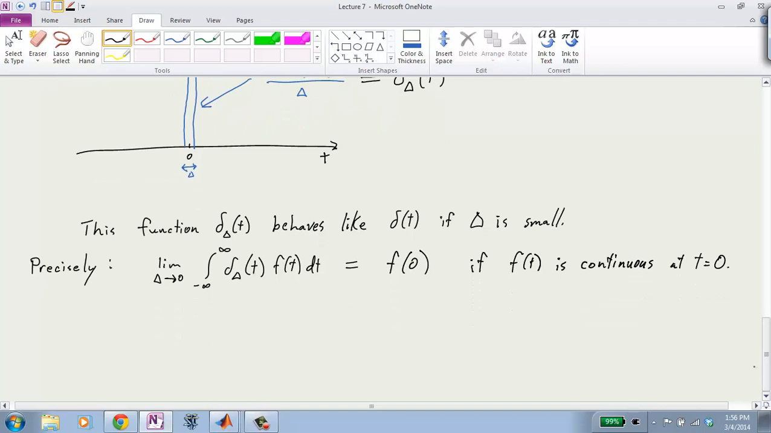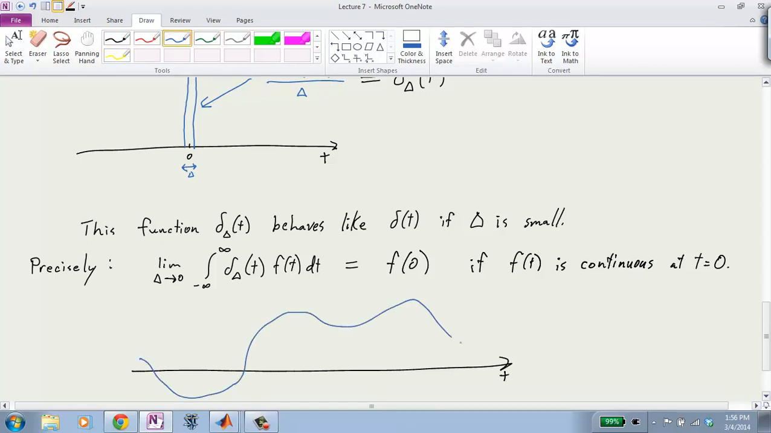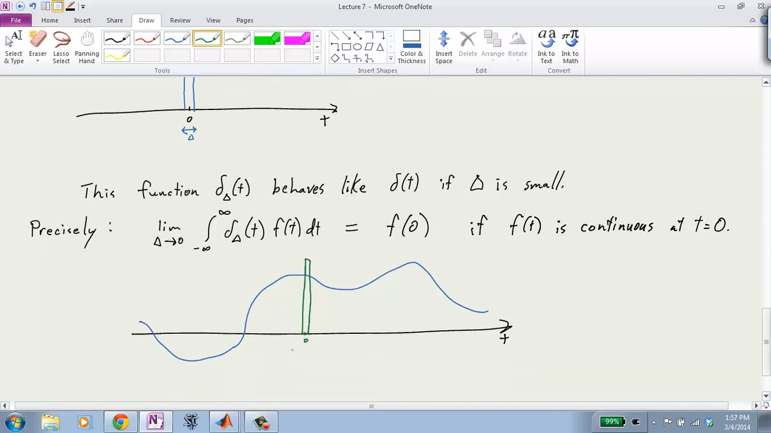We can draw a picture to see why this is happening. So we have our function, and our approximation of the delta function here, delta cap delta of t. If cap delta is small enough, because f is continuous, it looks almost like a constant over that interval, basically the constant f of zero. It's not going to change much, so it's roughly f of zero. Therefore, you're just multiplying this rect by f of zero. Now, we already picked a rect that had unit area, so the result of multiplying and then integrating is just f of zero.